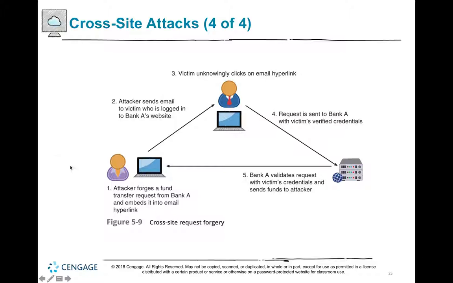Right, and here's kind of a diagram of that. So at first the attacker forges a fund transfer request from bank A and embeds it into an email hyperlink, sends the email to the victim, the victim clicks the email, and because that victim is logged into his or her bank, the request is sent to the bank after he's already been validated, authenticated with it. He's got a session token or a cookie that maintains his state with that website, and it executes a predefined action. So in this case, it's transferring money.